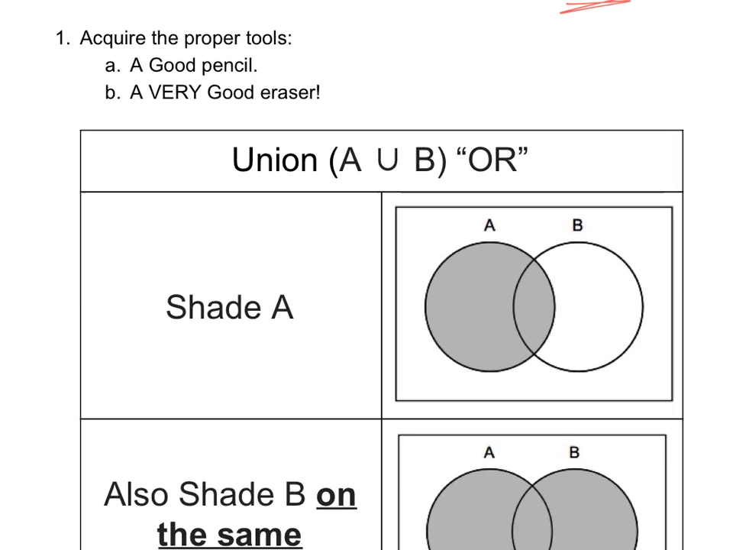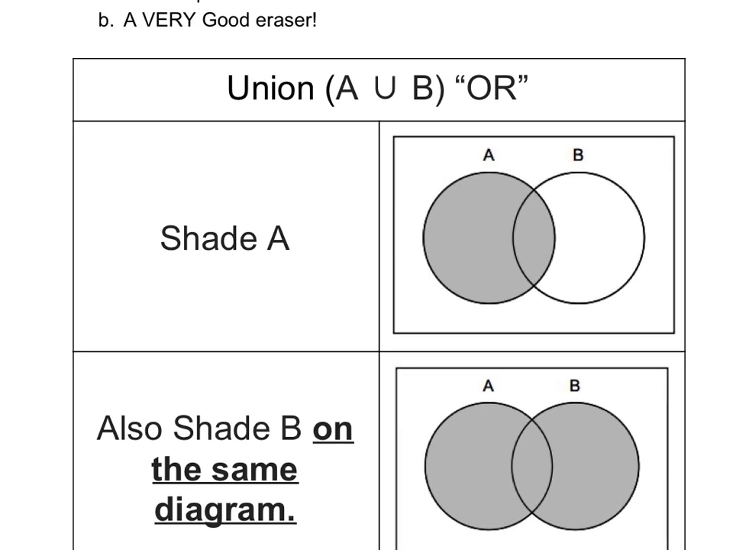Okay, let's take a look at the first set relationship, and this is union. If we were dealing with logic, we would call this OR. It's this symbol right here, which looks a little bit like a U. This is known as A union B, or you might hear it as A or B. So how do we shade A or B on a Venn diagram?